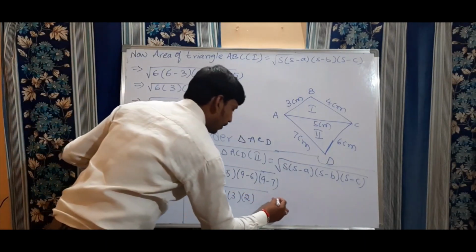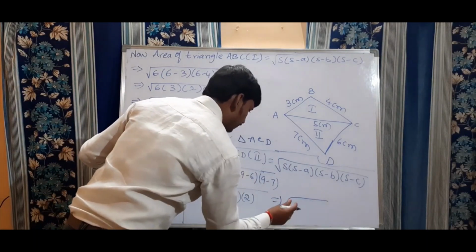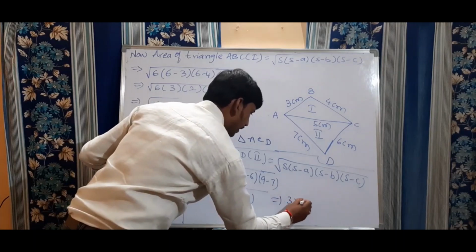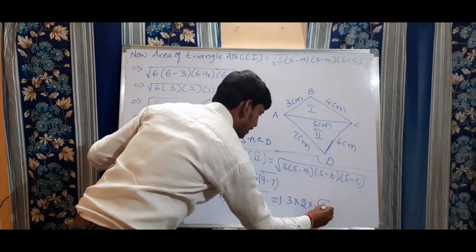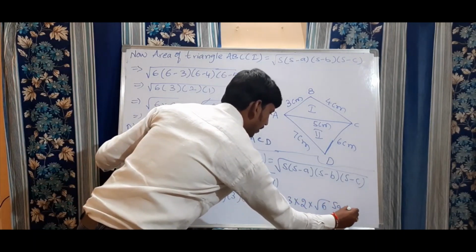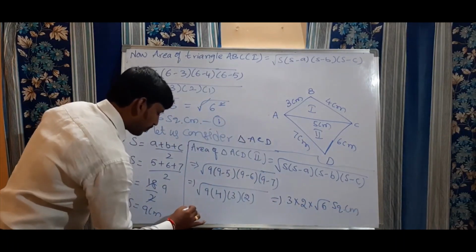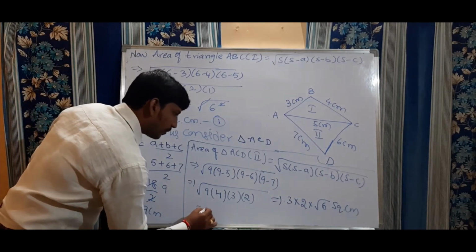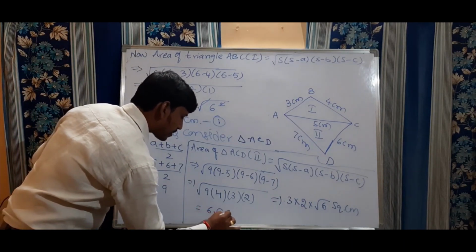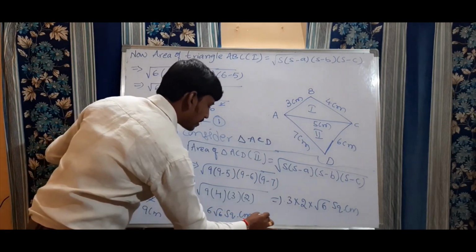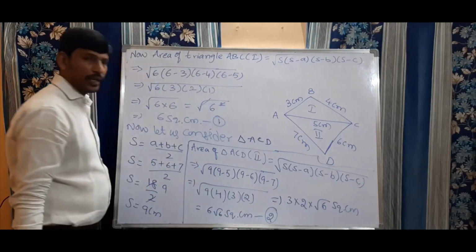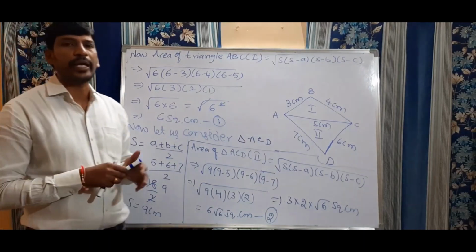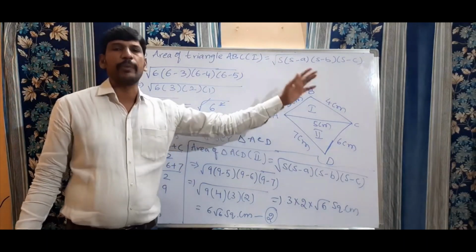So the square root of 9 is 3, the square root of 4 is 2, and 3, 2 are prime numbers. You can keep it like that only. The square root of 9 is 3, I am writing outside, 3 into 2 into the square root of 6 square centimeters. So therefore the area is equal to 6 root 6 square centimeters. This is equation number 2. Now, what we are going to do? We need to find out the area of the quadrilateral ABCD.